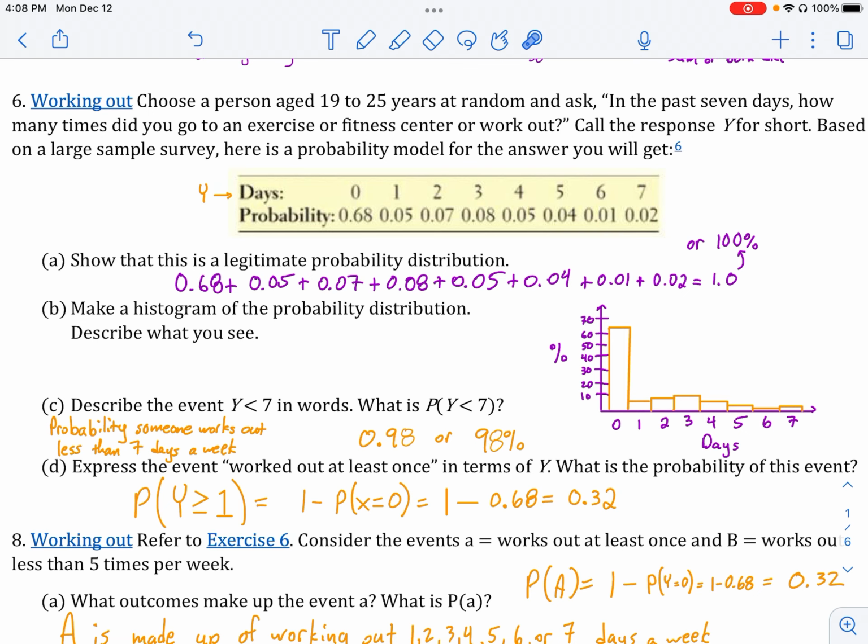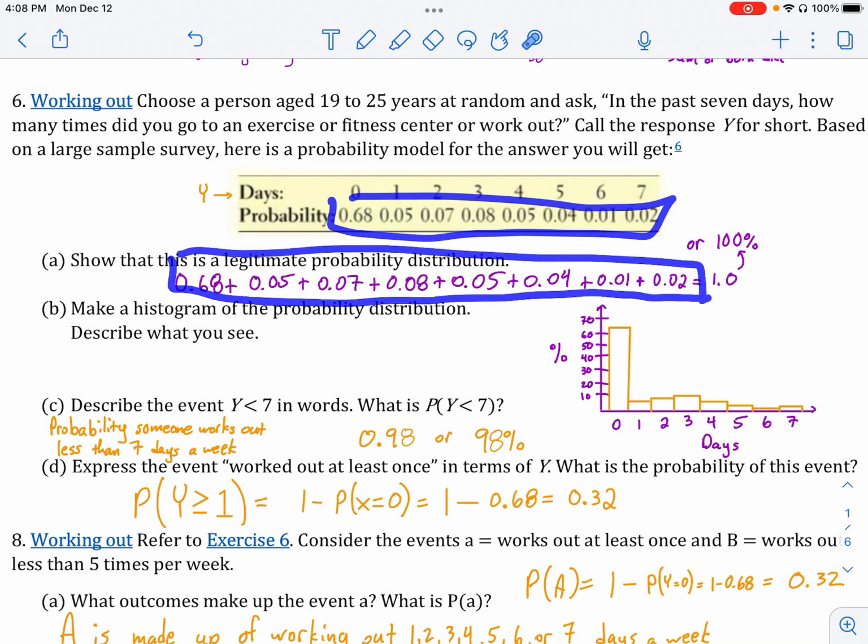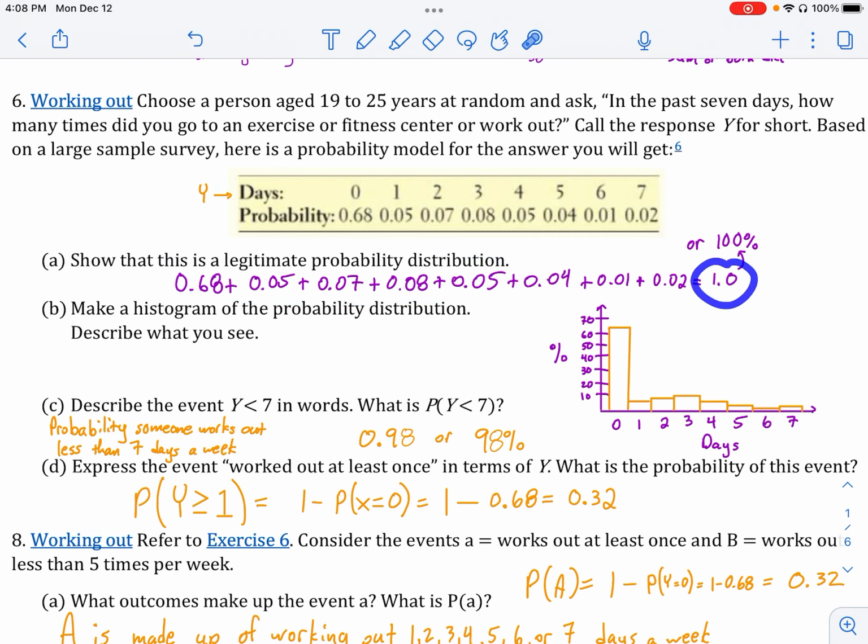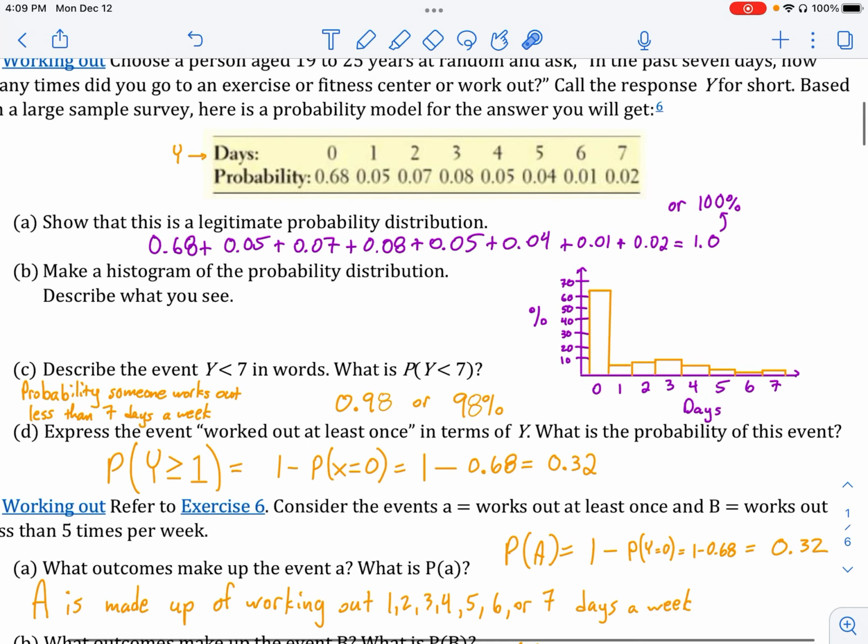Okay. To show it's a legitimate probability distribution, you simply have to add all of these up, like I did right here, and you have to show me that it equals 1.0, which is 100%. And it does.